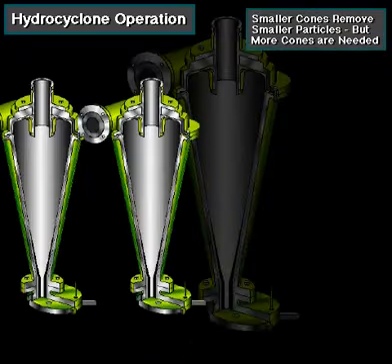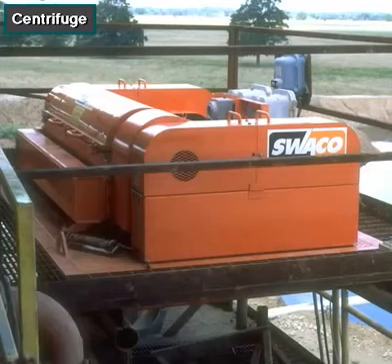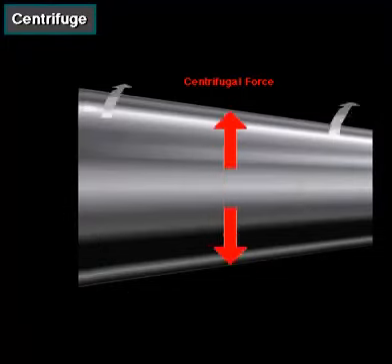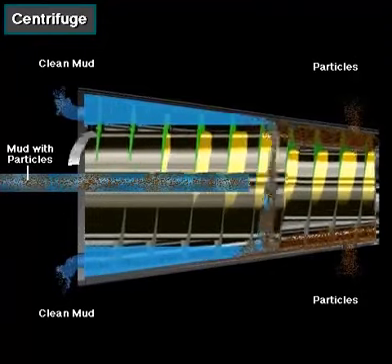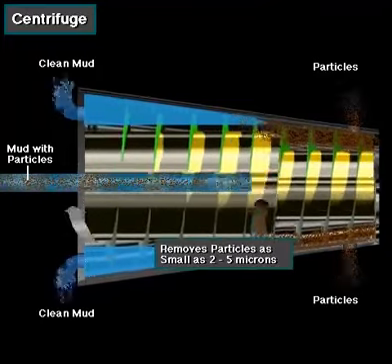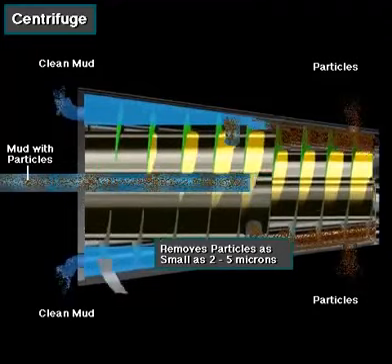The smaller the cone, the smaller is the particle it can remove, but more cones are needed to handle a given volume of mud. A centrifuge spins mud at high speed. This creates centrifugal force. Centrifugal force throws the particles to the side of the centrifuge, where they are removed. A centrifuge removes particles as small as 2 to 5 microns, which includes barite.